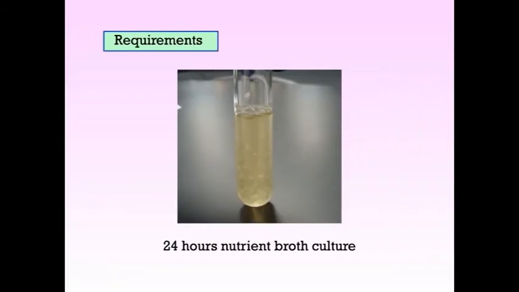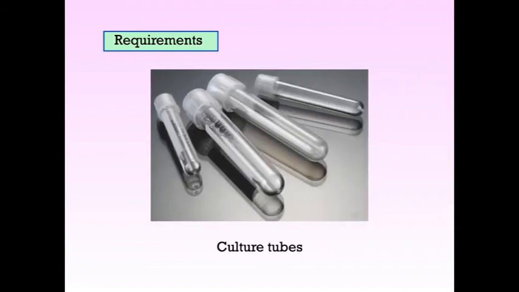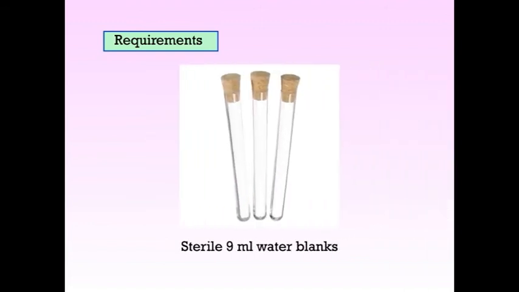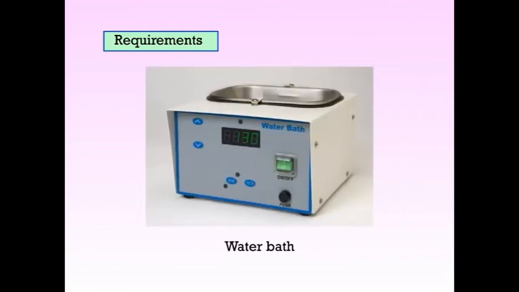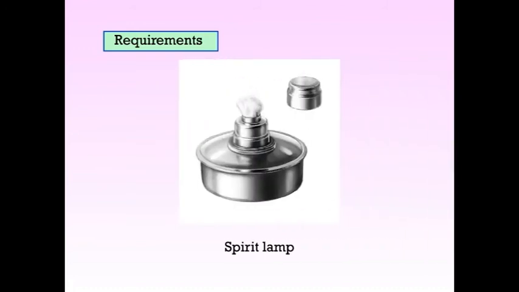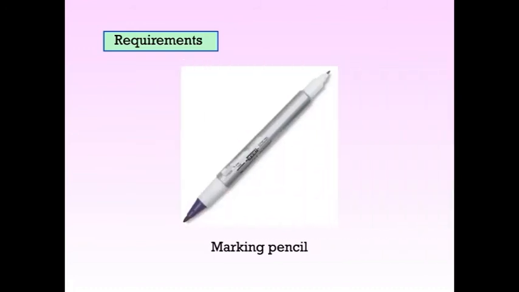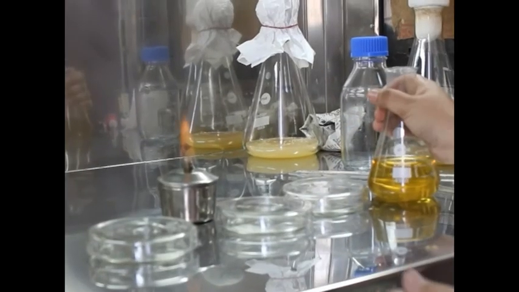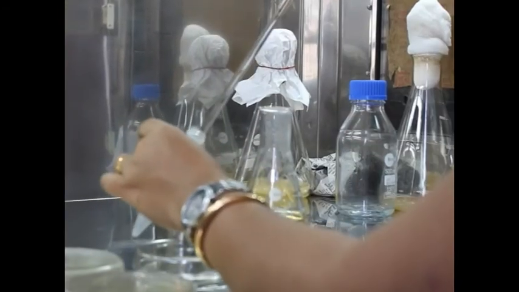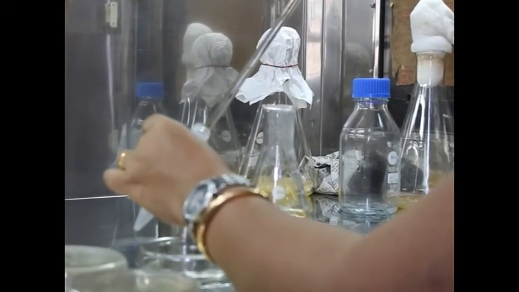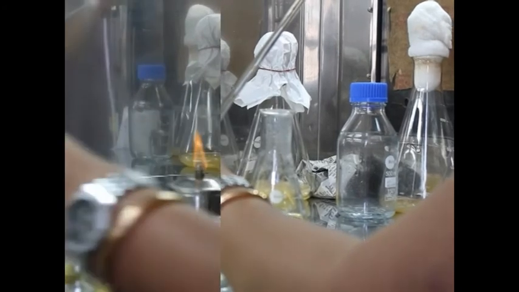In the requirements, a 24-hour nutrient broth culture is required, then culture tubes, sterile 9 ml water blanks, sterile petri plates, water bath, spirit lamp, marking pencil, etc. Then in the procedure, first, serial dilution of the sample is done. Then 1 ml of the bacterial suspension is transferred to the labeled petri plate.